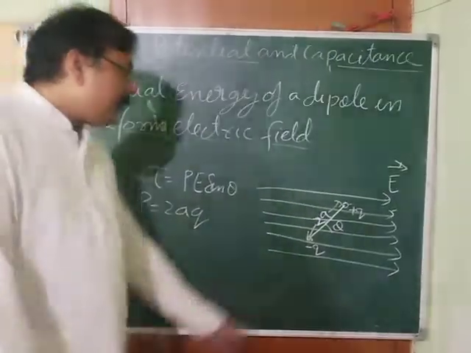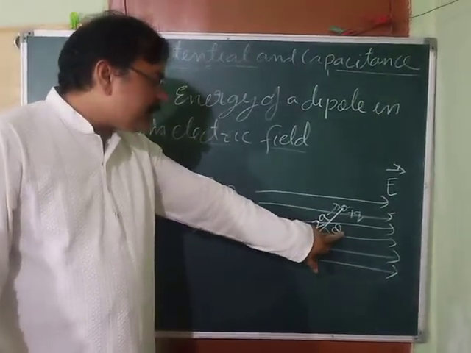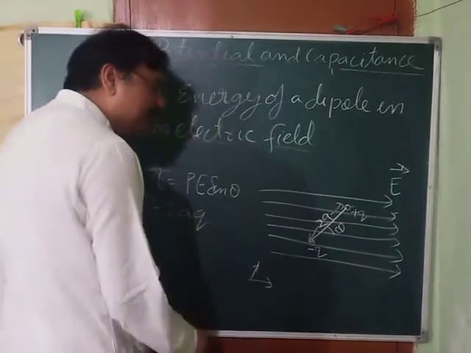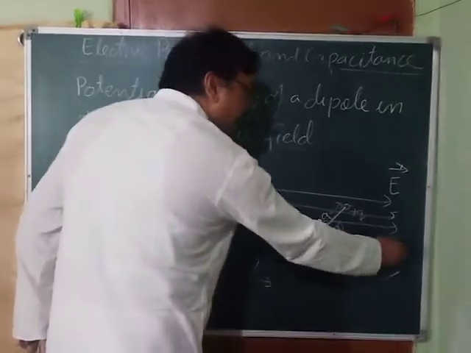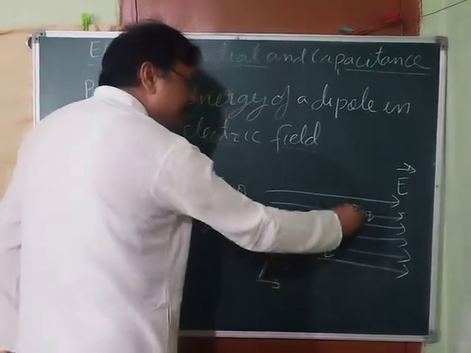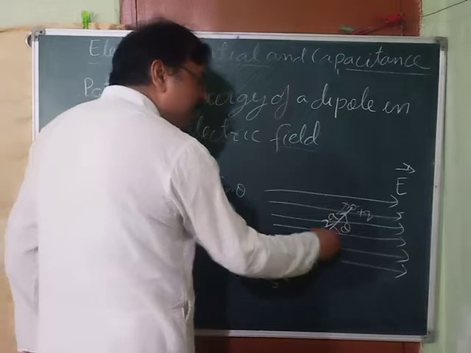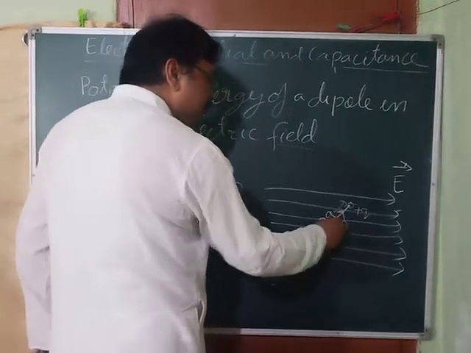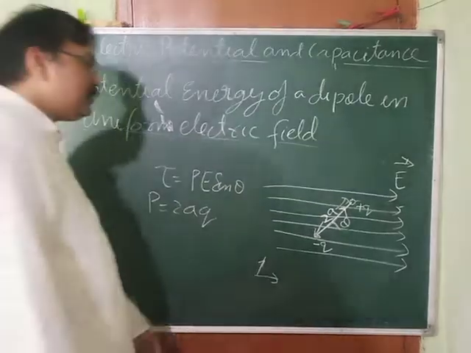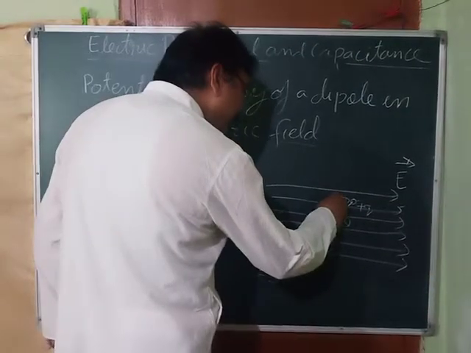Why am I representing this angle over here? Because angles are made between two rays. So this is one ray, the direction of the electric field, and this is the direction of the electric dipole moment P, because P is always directed from the negative charge to the positive charge. So this is one ray, this is one ray, and this is the angle. Getting my point?